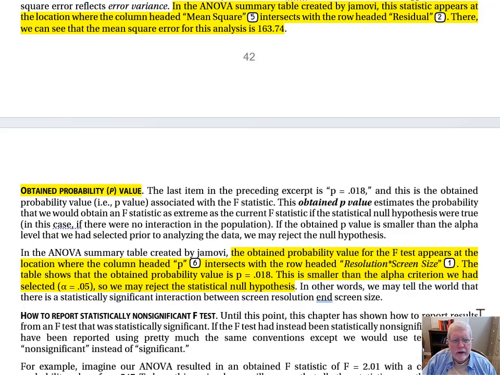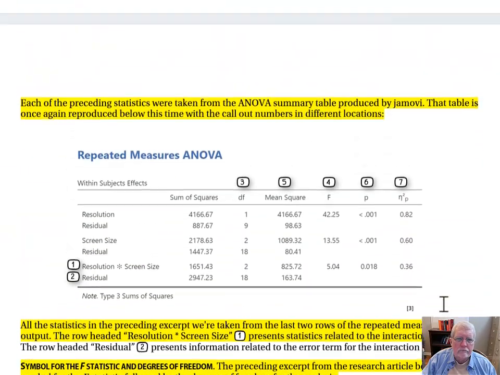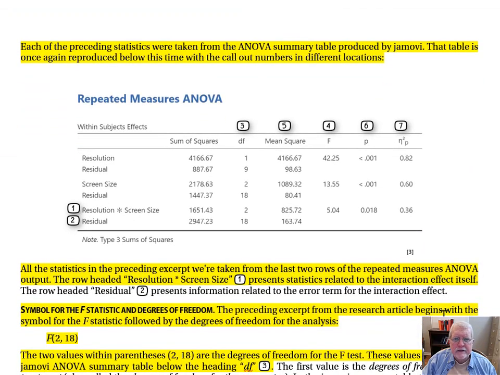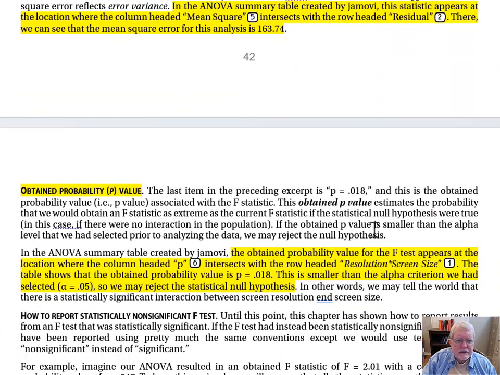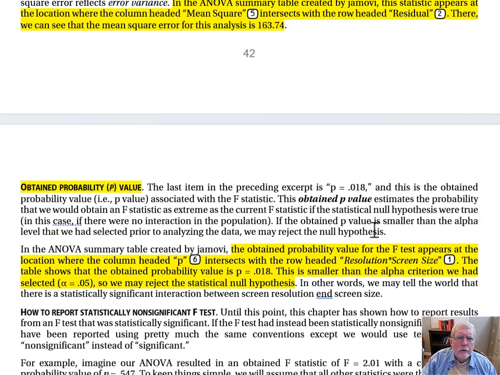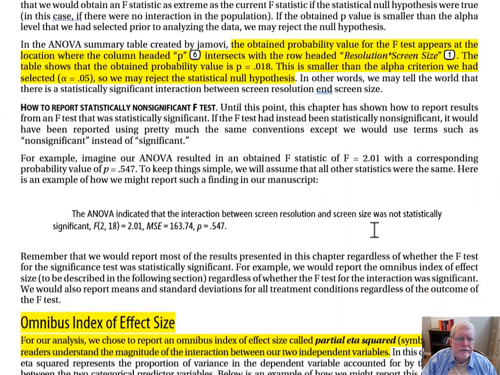This is smaller than the alpha criterion we had selected, 0.05, so we can reject the statistical null hypothesis. Where did that come from? Page 42, ANOVA summary table, below the heading p, where that column intersects with resolution by screen size. This p-value, 0.018, is the p-value associated with this F statistic. It's less than 0.05, so yes, our resolution by screen size interaction is statistically significant. We continue. I'm still on page 43.